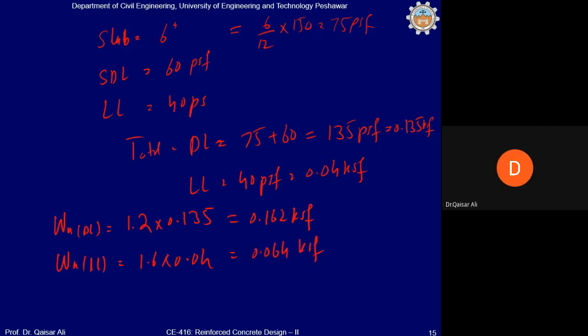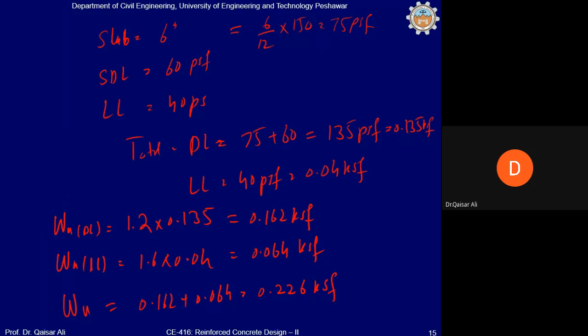0.064 ksf. Why did we calculate the ultimate dead load and live load differently? Because we need them for positive moments along the longer direction and along the shorter direction, okay? And we also need the total ultimate load, which will be used for negative moment, and it is equal to 0.162 plus 0.064. It is equal to how much? 0.226 ksf. So remember these three values. You will use these three values in calculating the moments along the longer direction as well as the moment along the shorter direction. Okay.